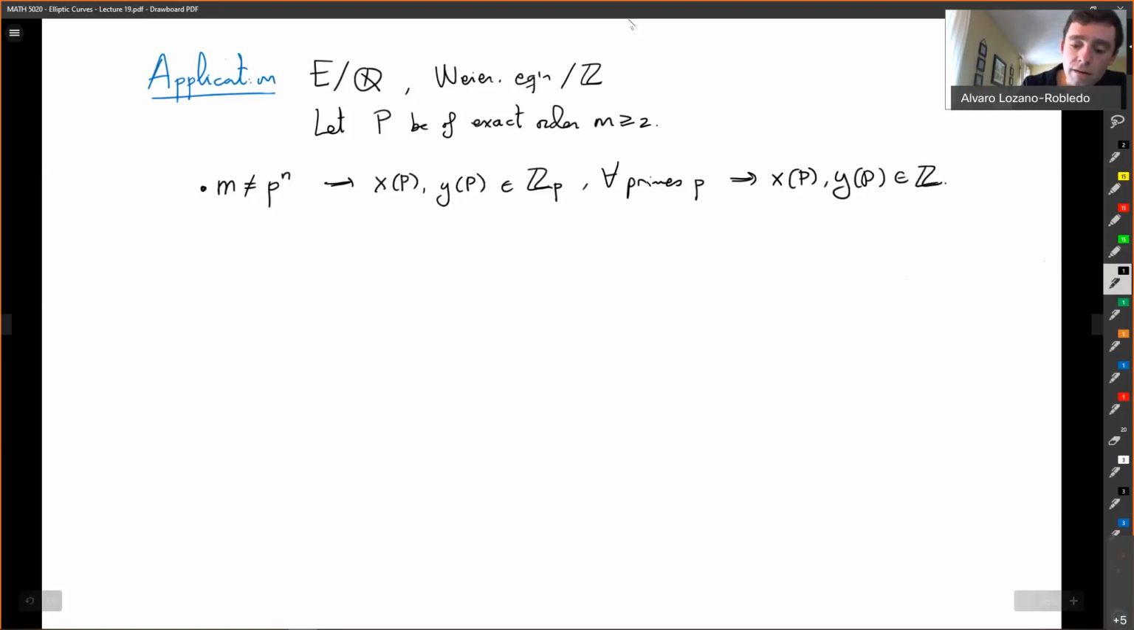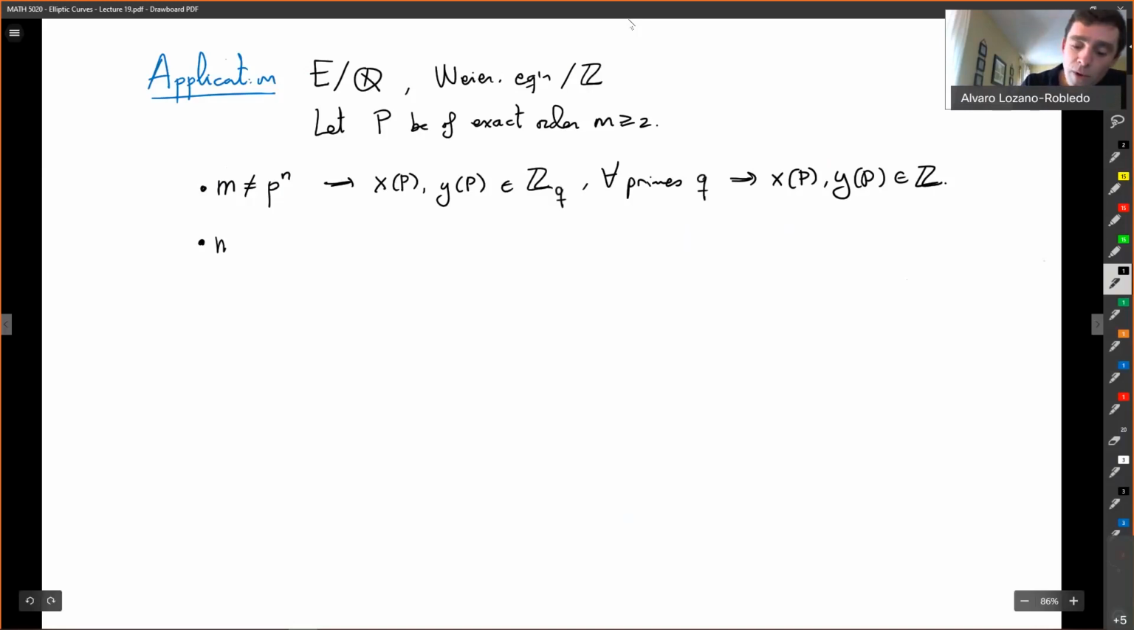And then maybe just for clarity, let's change this prime p here to a q, say. Okay, it doesn't matter. So if m is not a power of a prime, not for p, not for q, it is always in Z_q for all primes q.